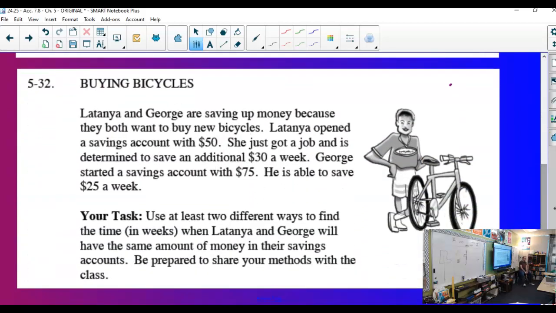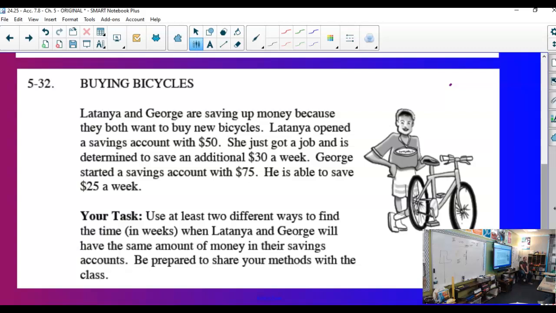Latanya and George are saving up money because they both want to buy new bicycles. Latanya opened a savings account with $50. He just got a job and is determined to save an additional $30 a week. George started a savings account with $75. He usually saves $25 a week. The task: use at least 2 different ways to find the time and weeks when Latanya and George will have the same amount of money in their savings account. Be prepared to use the methods with the class.